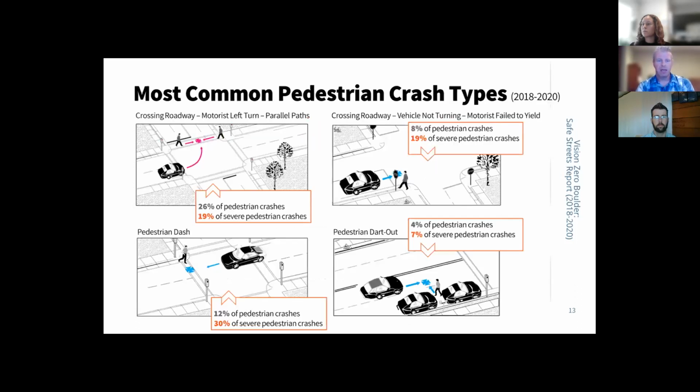This slide explains really the most common pedestrian crash types that we experience in the city. And these were identified through our use of the Pedestrian and Bike Crash Analysis tool, the PBCAT. And really what you find here is that these 4 crash types represent half of all of our pedestrian crashes and 75% of all our severe pedestrian crashes. And in particular, just draw your attention to the dash and dart out, as those 2 crash types represent over 1/3 of our pedestrian crashes.